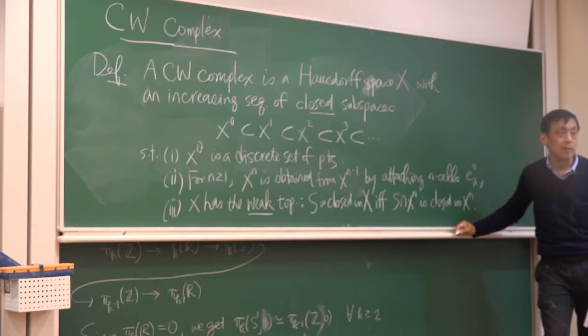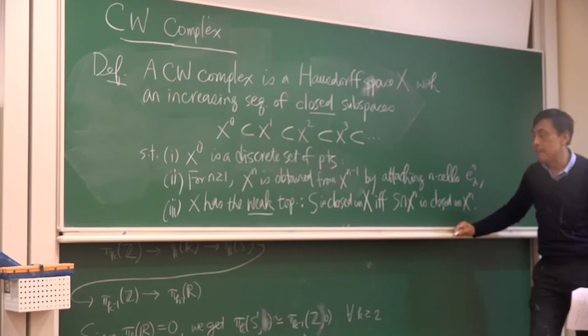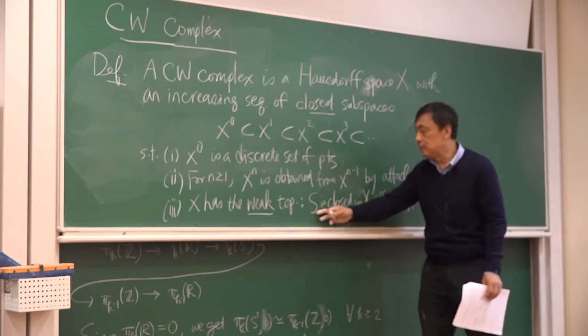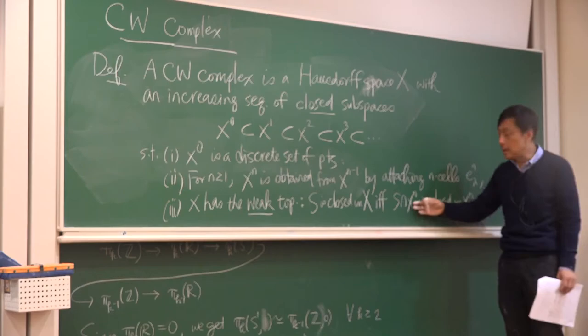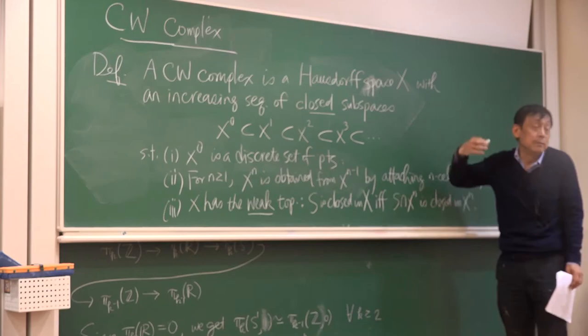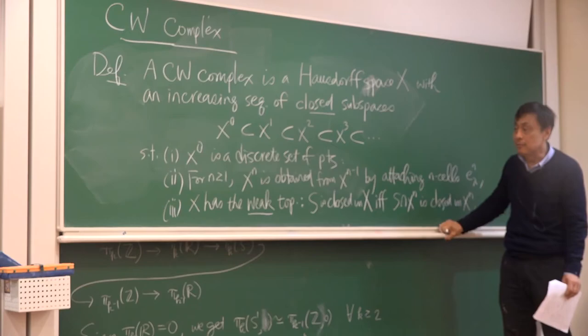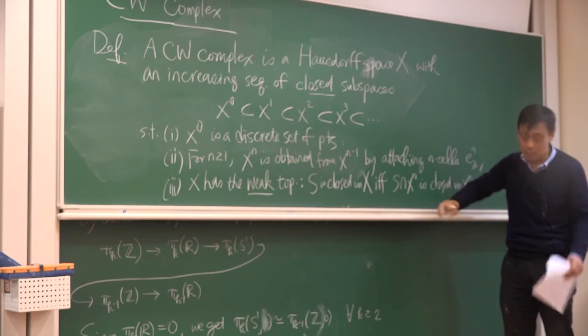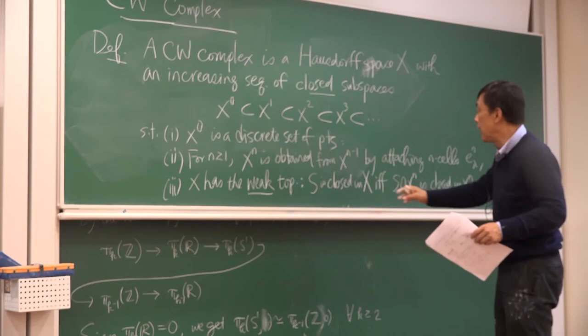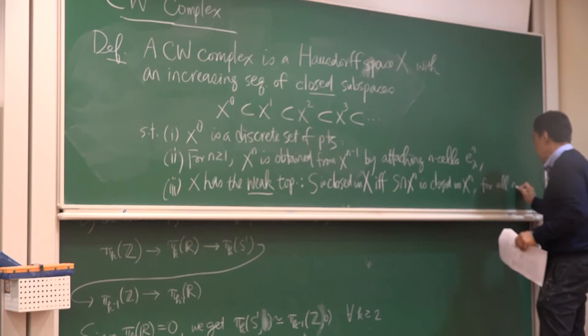In general, when you take the union of closed sets, it may not be closed, but in the weak topology, that's how you define a closed set. So that makes it easy to check if a set is closed or not. You just take the intersection with Xn, for all n.